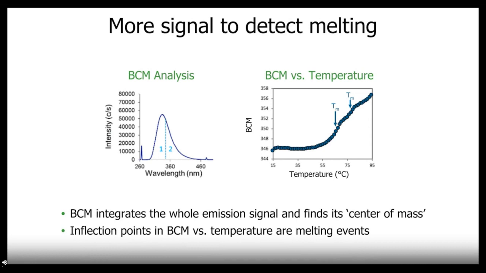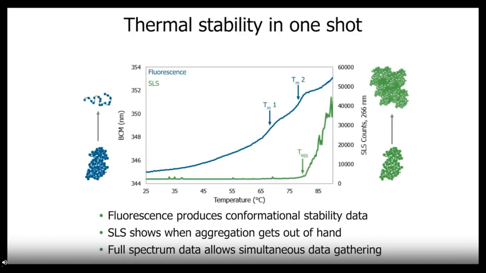The analysis method we recommend reports the barycentric mean of that full spectrum fluorescence. This is shown on the left. It's the wavelength that evenly divides the area under the curve as a kind of spectral center of mass. We found that this analysis method is the least susceptible to noise since it integrates a large range of the fluorescence spectrum. Analysis of the protein's fluorescence then is used to show unfolding and identifies inflection points as melting temperatures of that protein.